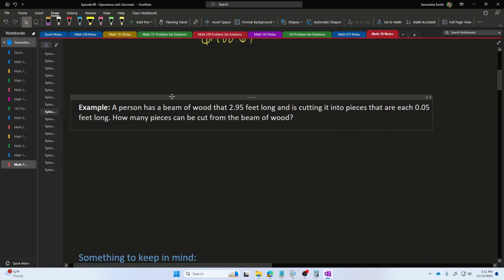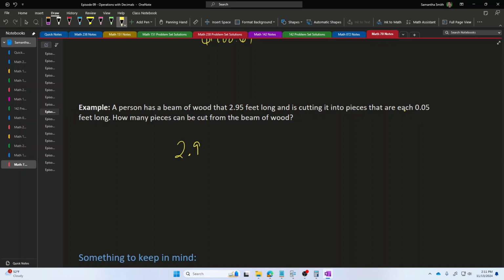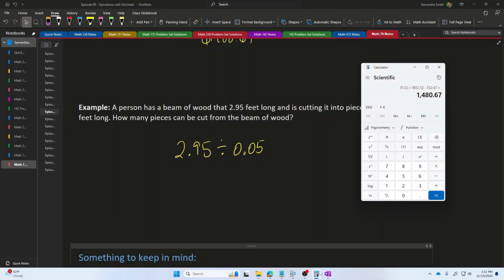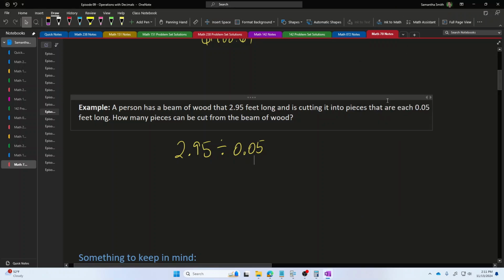Well, if I want to take a beam of wood and divide it into pieces of this length, then I can just use the operation of division. Take this amount of wood, divide it into pieces of length 0.05, and this is an operation that I can do in the calculator. So I have 2.95 divided by 0.05. If I enter that, I can get 59 pieces out of this chunk of wood here.